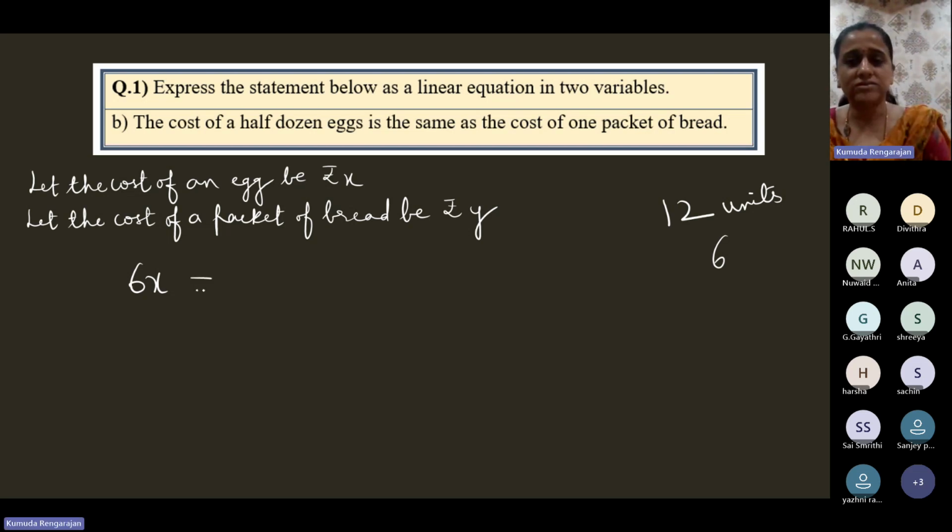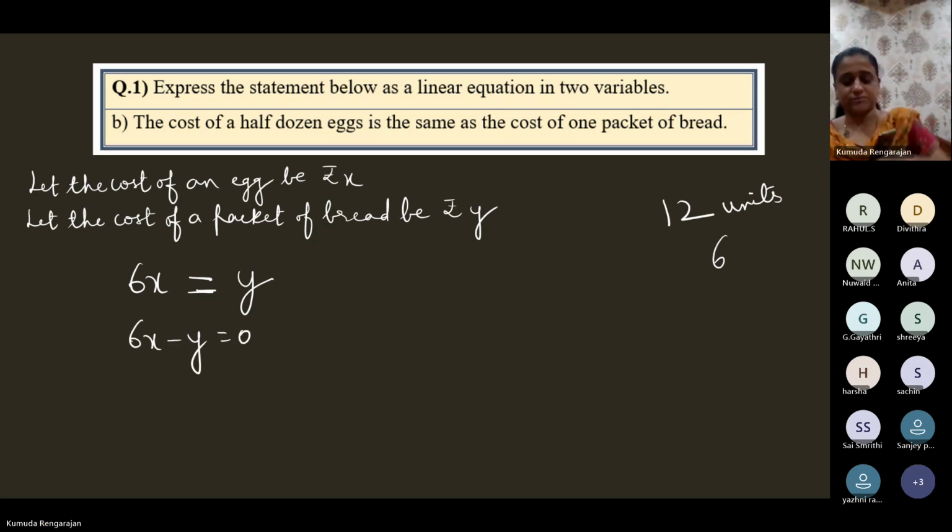6x is the same as the cost of 1 packet of bread, which is equal to Y. This is the cost of 6 eggs and this is the cost of 1 packet of bread. Both are equal. So 6x is equal to Y, or 6x minus Y is equal to 0, is the equation.